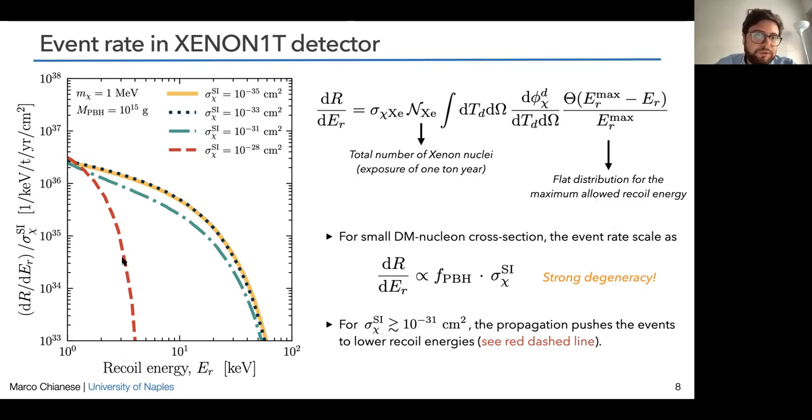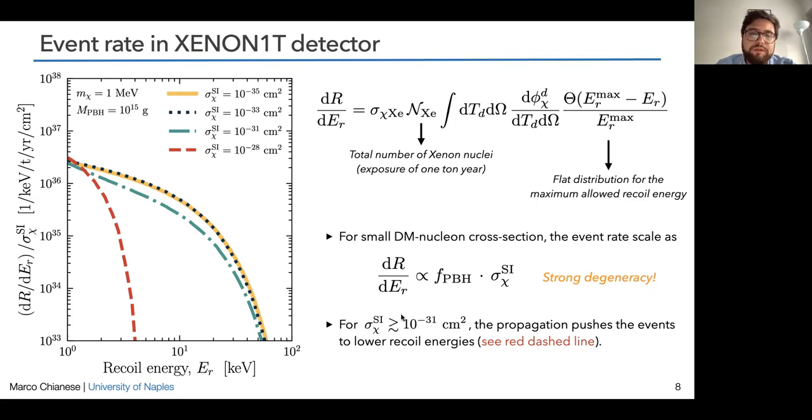In this plot, you see the ratio between the differential event rate divided by the dark matter cross section, and you can see that for a small enough dark matter nuclear cross section, this ratio is basically independent of the cross section, because the differential rate is proportional to the abundance of PBH times the interaction strength between dark matter and nuclei. And actually, there is a strong degeneracy between these two parameters here.